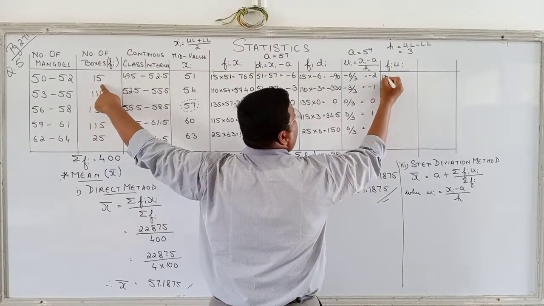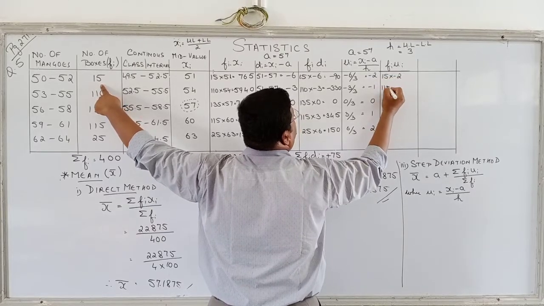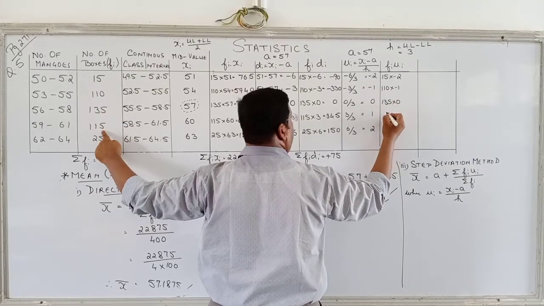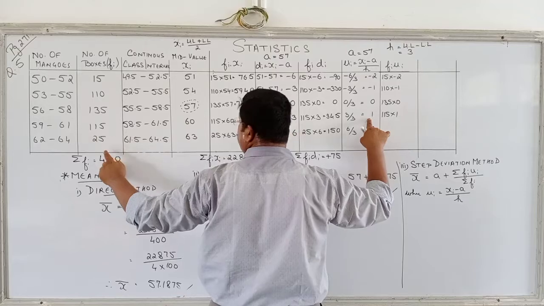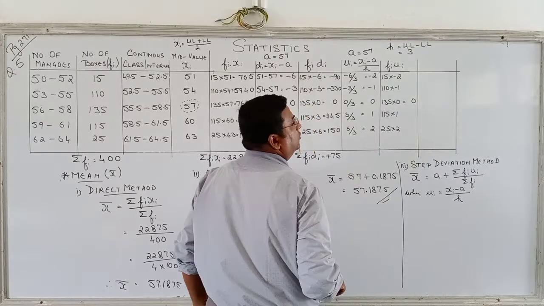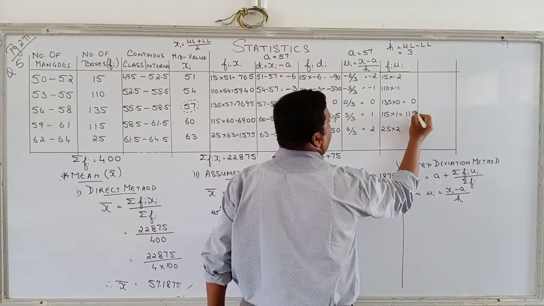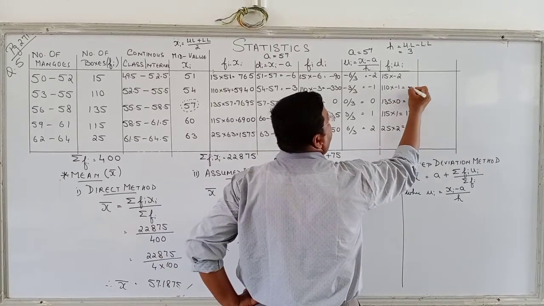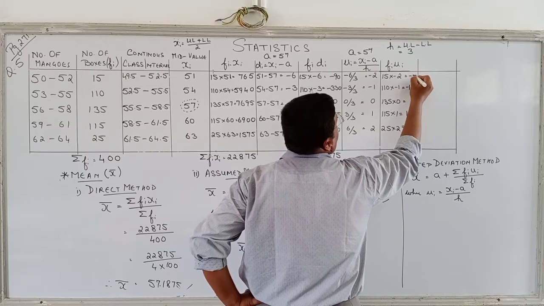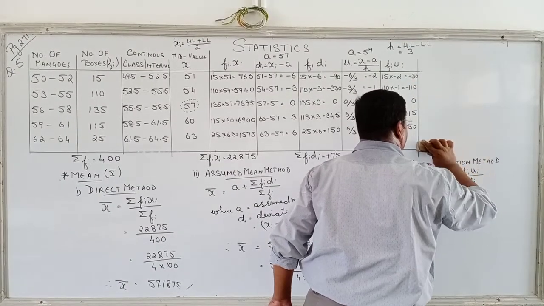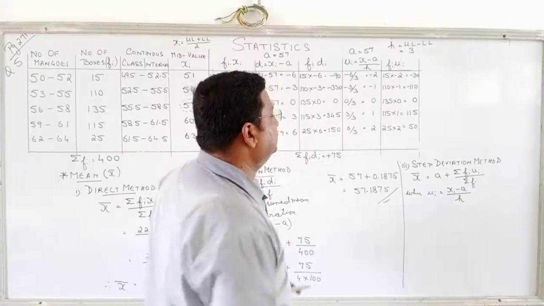Fi into Ui. Fi is already there and Ui here. Calculate. 15 into minus 2. 110 into minus 1. 135 into 0. 115 into 1. And 25 into 2. 135 into 0, 0. 115 into 1, 115. 25 twos are 50. 110 into minus 1, minus 110. 15 into minus 2, minus 30. Simple calculation. Can you see that? Isn't it?